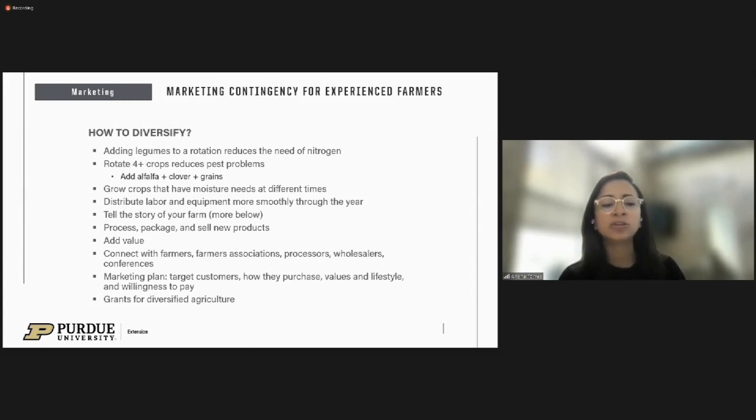And lastly, you can actually apply for grants for diversified agriculture. As I said before, the USDA has different local sustainability grants that farmers can access. If you go to the USDA Agricultural Marketing Service, you're going to find different grant opportunities for growers who try to diversify either crops, production, value added, or markets. Next slide, please.